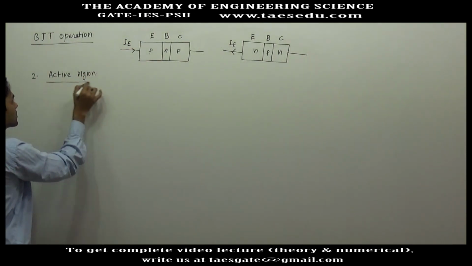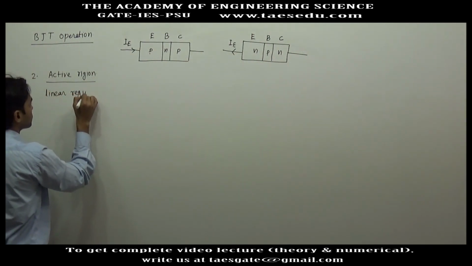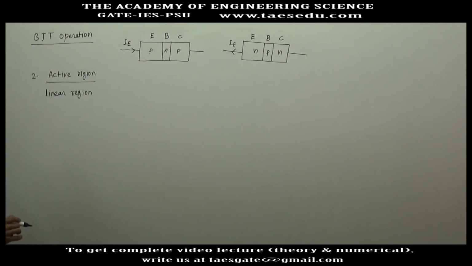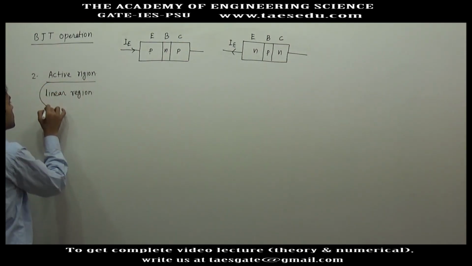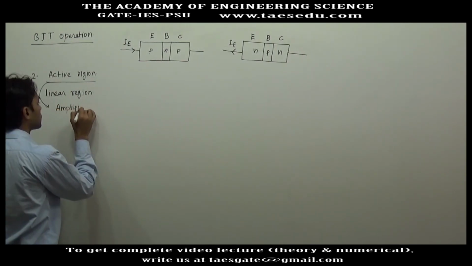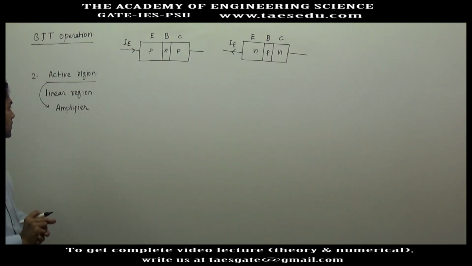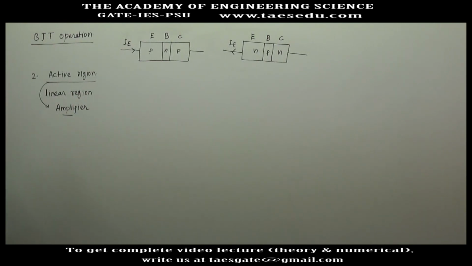Second is the active region. This is also called the linear region. I will discuss in a further lecture why it is called the linear region. In this case, the graph of output voltage and input voltage becomes linear, passing through the origin. In this region, the transistor operates as an amplifier. The operation of a transistor as an amplifier happens in the active region or linear region only.